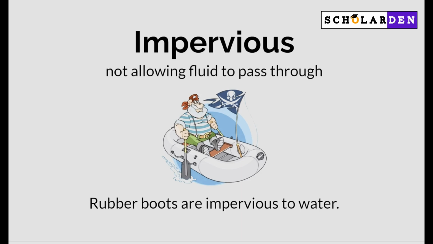Impervious. This means not allowing fluid to pass through, but it could mean not allowing anything to pass through. It could be used more in the abstract. So the more immediate physical example would be something like rubber boots are impervious to water. But I could also be very confident and impervious to criticism, so I don't let criticism get to me or flow through me.